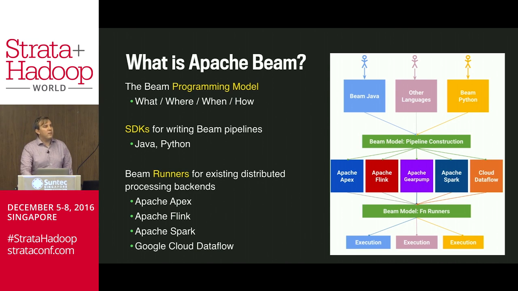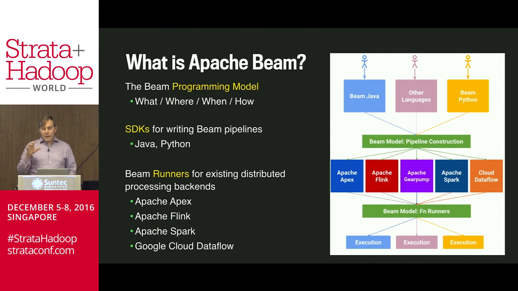But of course, the model is really just a concept. It's just a spec. In some sense, it's just a mathematical object. And so we also need to be able to use these things. So we have SDKs that make the model concrete and let you write programs in it. Currently, we have Java and Python, although there are other languages people are interested in. And then we have a bunch of runners that can take programs written using this model in these SDKs and execute them on different data processing backends.